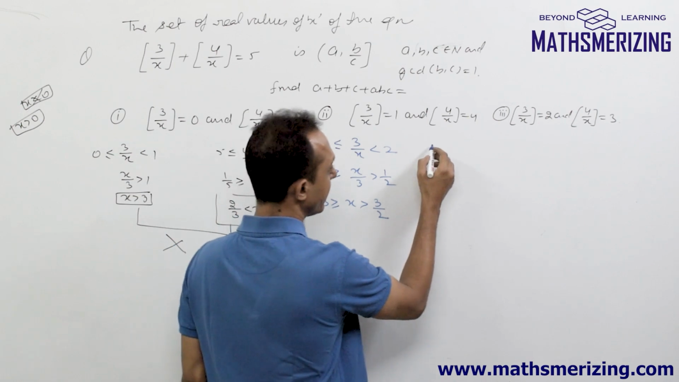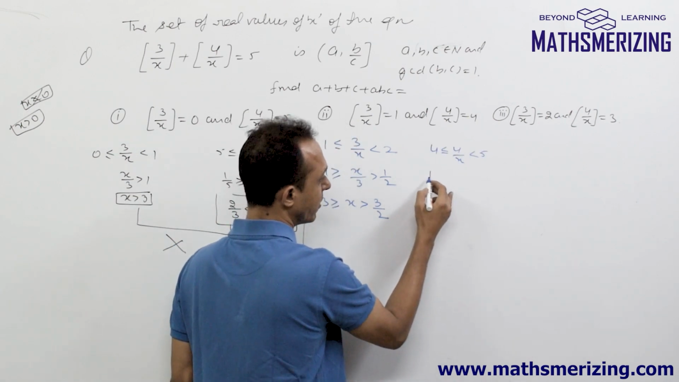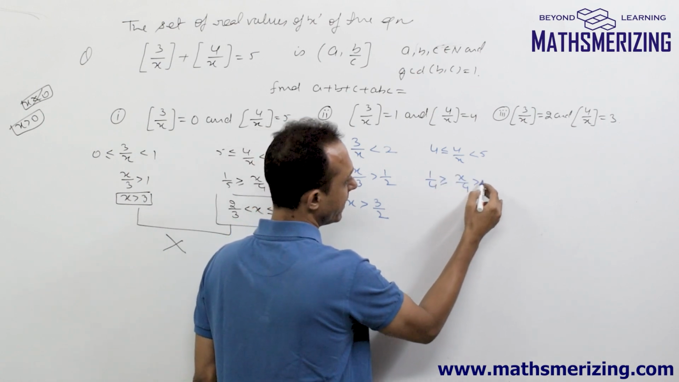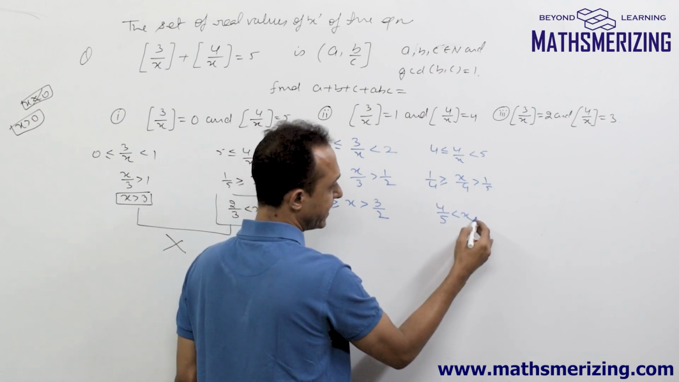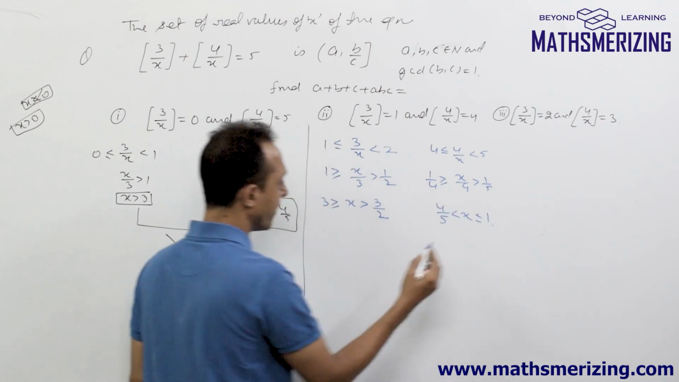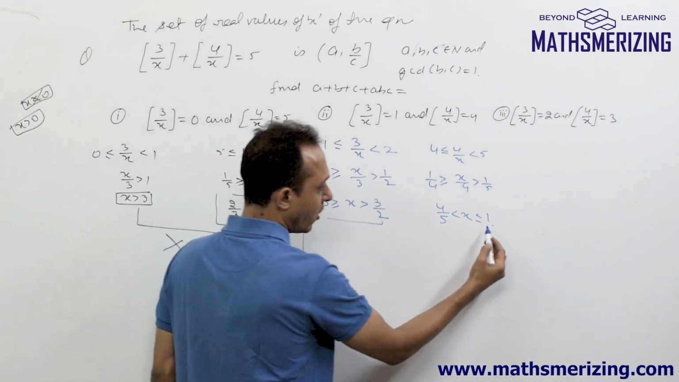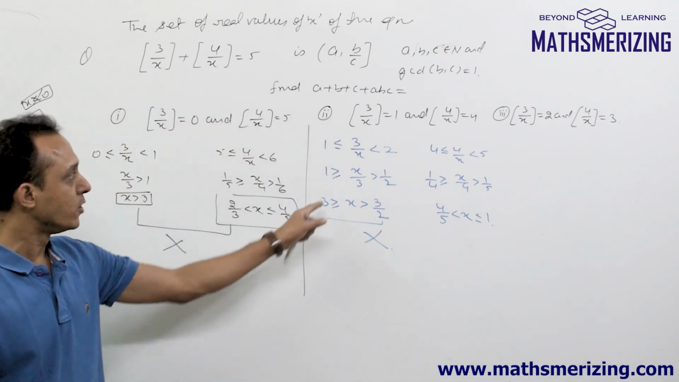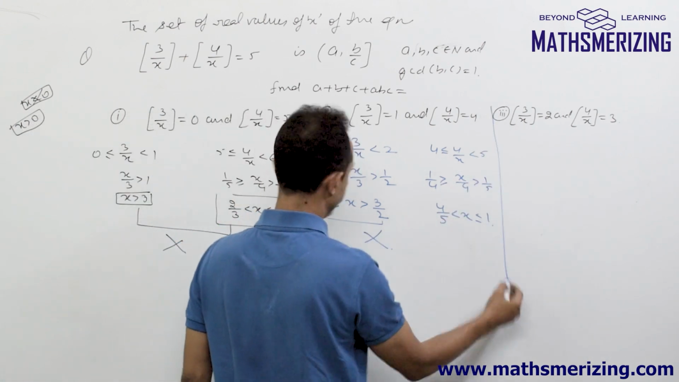And for the second one, here 4 upon x should lie between 4 and 5. If I take the reciprocal, 1 upon 4 is greater than x upon 4 is greater than 1 upon 5. If I multiply, I'll get 4 upon 5 is less than x is less than or equal to 1. So now this value is always greater than 3 by 2 and this value is always less than 1. So again, there is no value of x which is common to both the solutions. For the second one also, I'm not getting any solution.